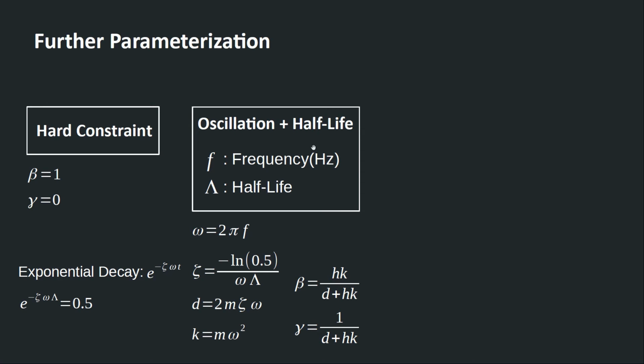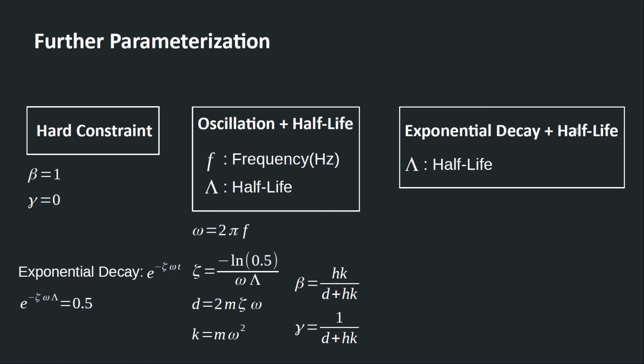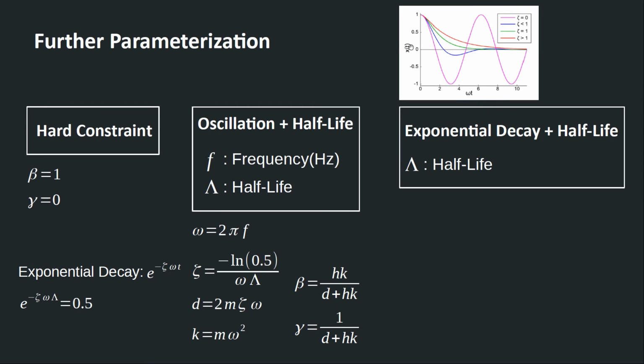Finally, let's look at the special case for the oscillation plus half-life parameterization, which is the exponential decay plus half-life parameterization. We use this when we don't want any oscillation, we just want the exponential decay. So we only have one parameter, which is the half-life. Look at this illustration from before. We get the critically damped curve, the green one, without any oscillation, just exponential decay, if we set the damping ratio to 1. So zeta is exactly 1. And from this equation we derived before, we can express omega in terms of half-life. And then we go through the same series of conversions to arrive at the corresponding beta and gamma.